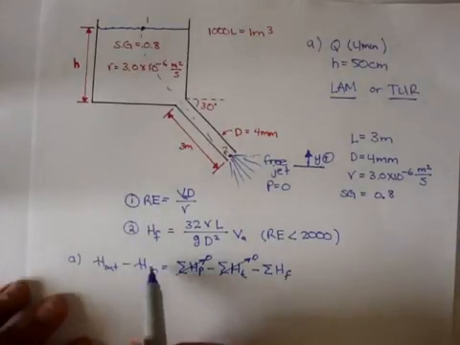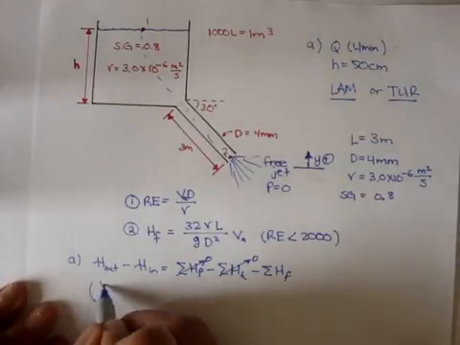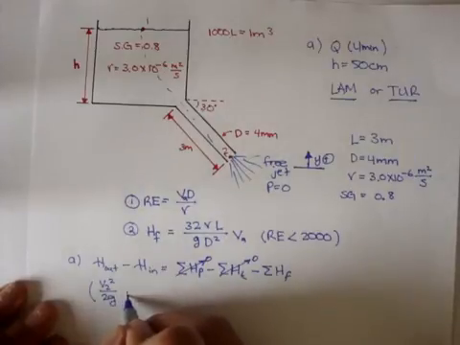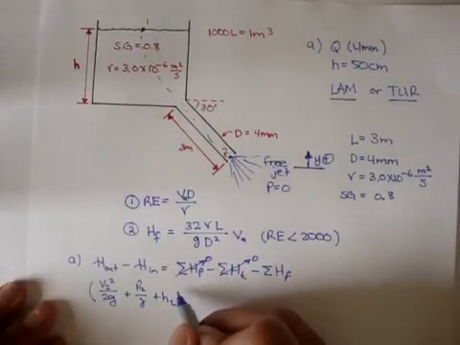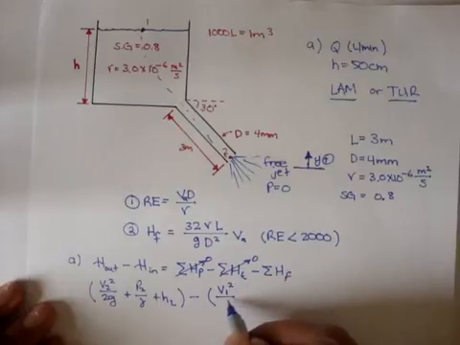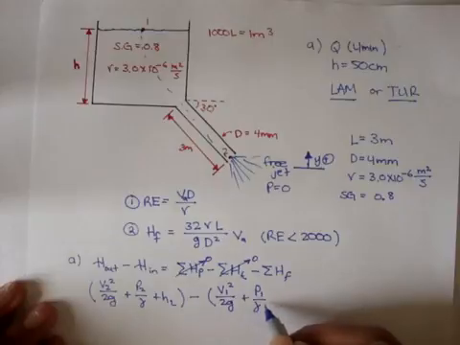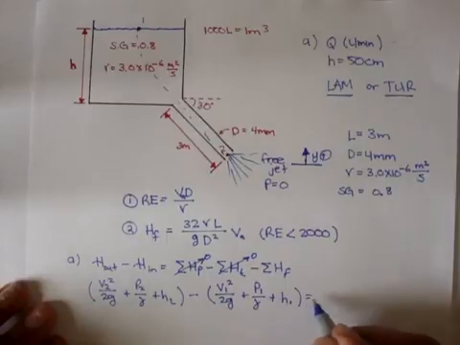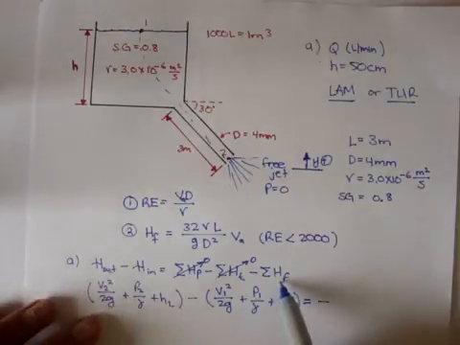And out in, which is points 2 and 1 respectively, we can say the V2 squared over 2g plus the pressure at 2 over gamma plus the height at 2, minus the velocity at 1 squared over 2g plus the pressure at 1 over gamma plus the height at 1, is equal to the sum of all the frictional head losses.